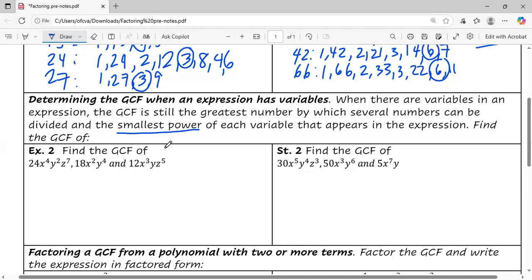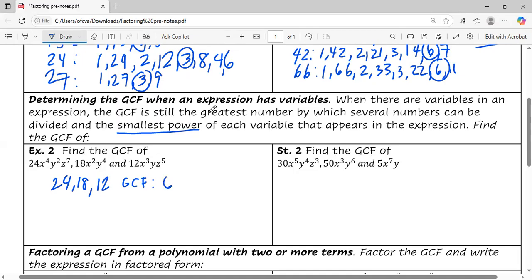That's the only variables they have in common. So for 24, 18, and 12, you can do the same listing we did on the top. I'm not going to do that because you know how to do it already. So for 24, 18, and 12, your GCF is going to be 6. So 6 is going to be part of the GCF that you take out.